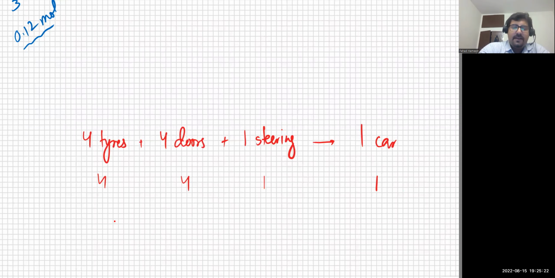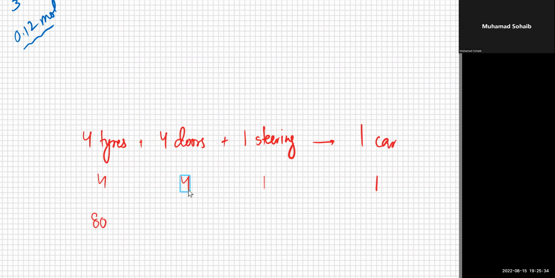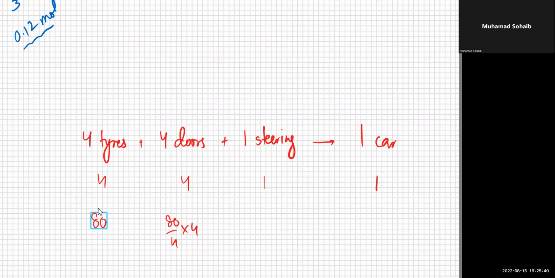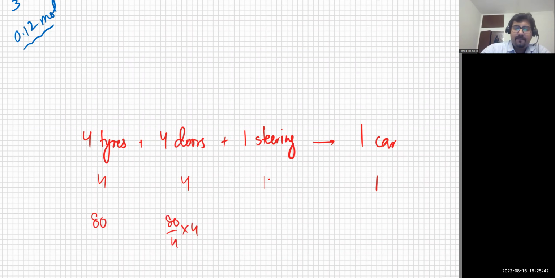So if you have, let's say, 80 tires, how many doors would you need for that? It's going to be 80 divided by 4 into 4, right? How many steering wheels do you need? 80 divided by 4 into 1. So this is quick ratios. How many cars will be made by that? 80 divided by 4 into 1.